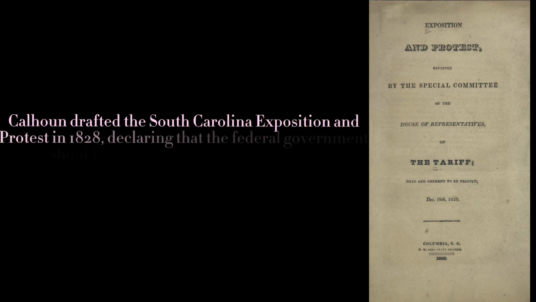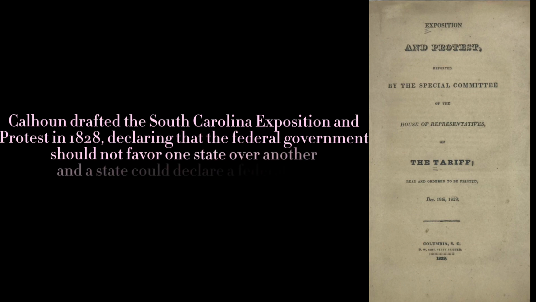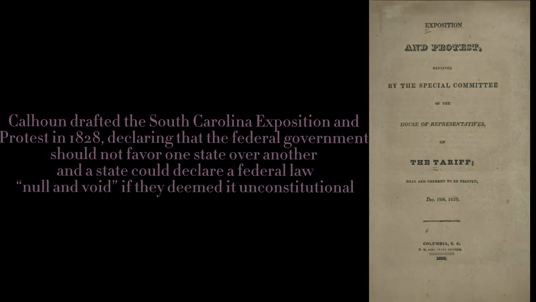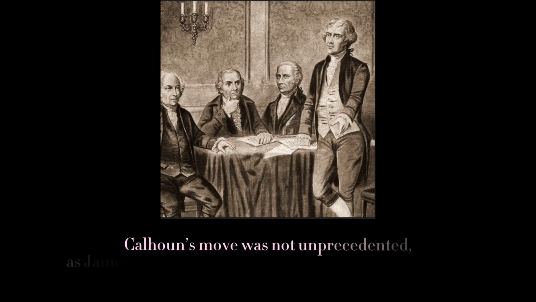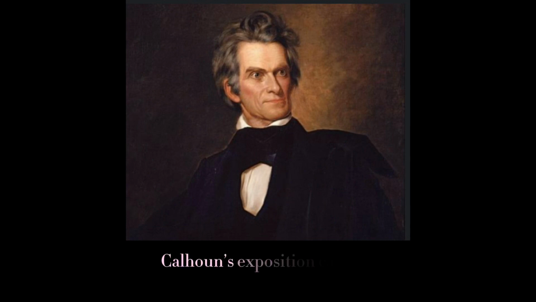Calhoun drafted the South Carolina Exposition and Protest in 1828, declaring that the federal government should not favor one state over another, and that a state could declare a federal law null and void if it deemed it unconstitutional. Calhoun's move was not unprecedented, as James Madison and Thomas Jefferson had introduced similar ideas. Calhoun's exposition caused a great deal of controversy.